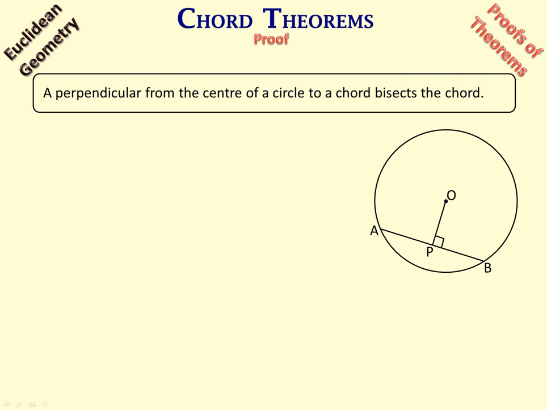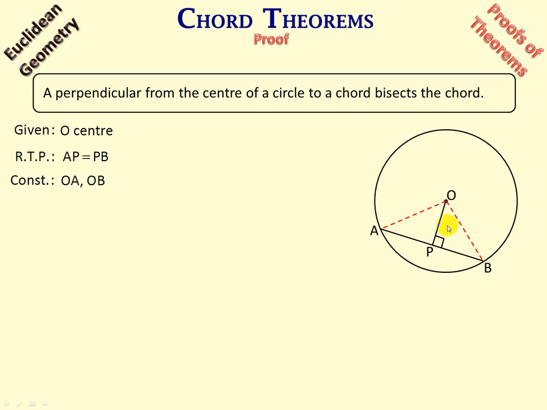The second proof. Given, once again, that O is center. Required to prove, we interpret from there. So perpendicular bisects the chord. So we're proving that AP equals BP, or AP equals PB. Construction, same thing. Join to obtain your two triangles to prove congruent.